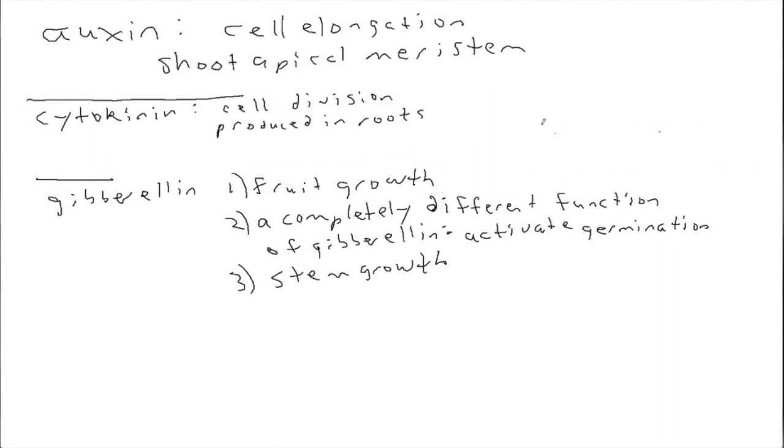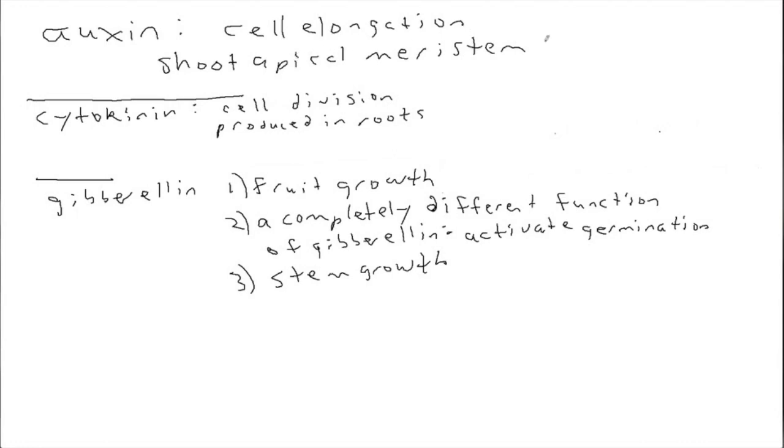Is the auxin produced in the top or the bottom of the plant? The top of the plant? Because that's where the shoot apical meristem is, right? Yeah. This is the portion of the shoot that is getting longer. Well, that's the portion at the very top of the shoot.